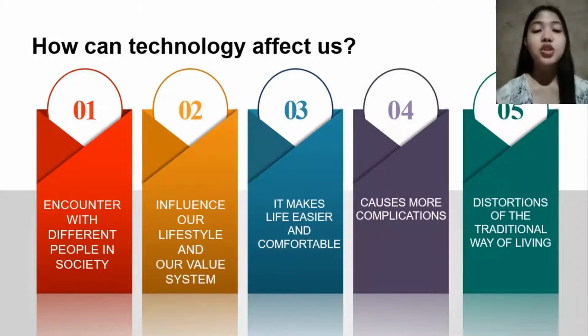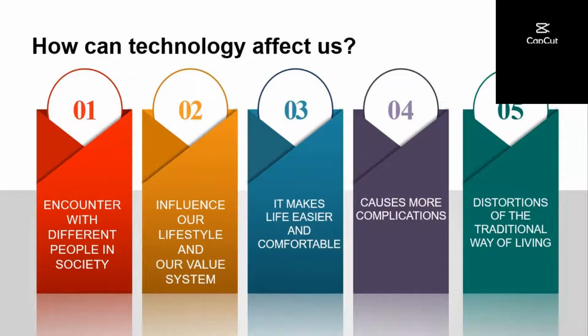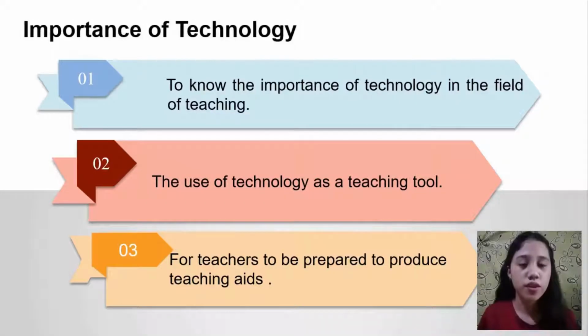Number 5, distortions of the traditional way of living. Technology has had a huge impact in our daily lives. It affects almost every aspect of 21st century life, from transport efficiency and safety to access to food and healthcare, socialization and productivity. In this generation, most of the people are engaged in the digital world by using any tools produced by technology. Technology can be used in many ways.